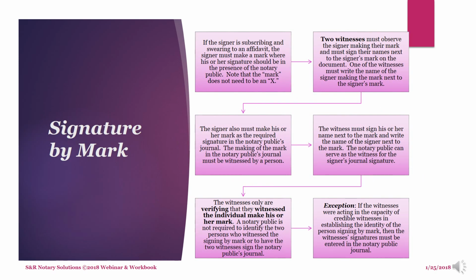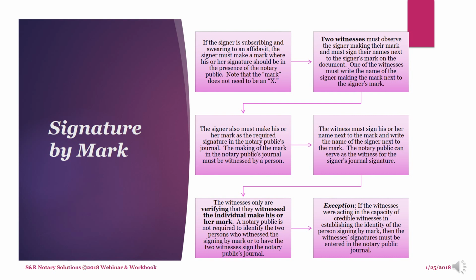If the signer is subscribing and swearing to an affidavit, the signer must make a mark where his or her signature should be in the presence of the notary public. Note that the mark does not need to be an X. Two witnesses must observe the signer making the mark and must sign their names next to the signer's mark on the document. One of the witnesses must write the name of the signer making the mark next to the signer's mark. The signer also must make his or her mark as the required signature in the notary public's journal.